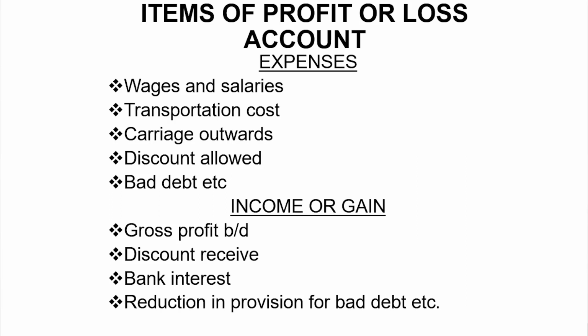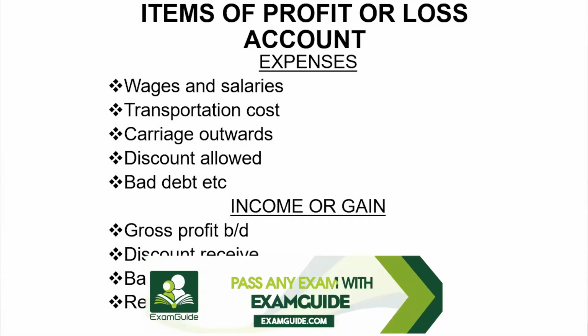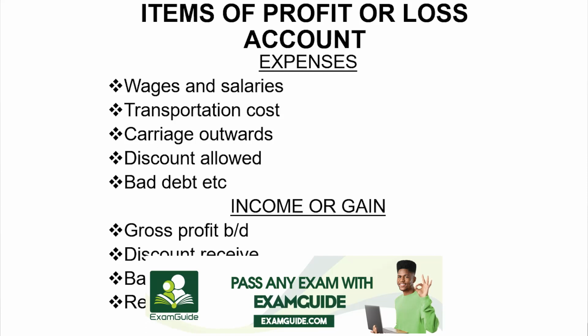We have expenses. I've explained what expenses are. I said these are compulsory payments, or service charges, things you must do. Like we have wages and salaries here, we have transportation cost here, carriage outwards here, discount allowed here, we have bad debt. They are very, very uncountable.